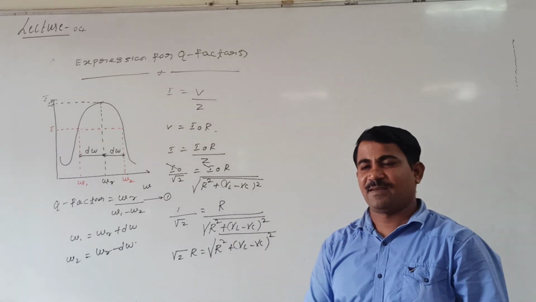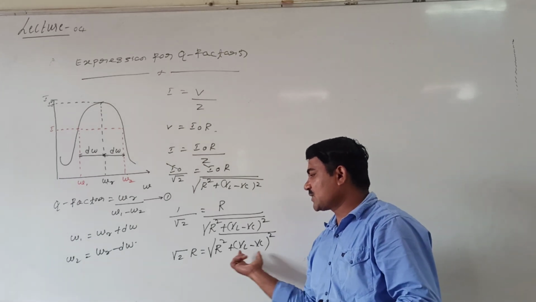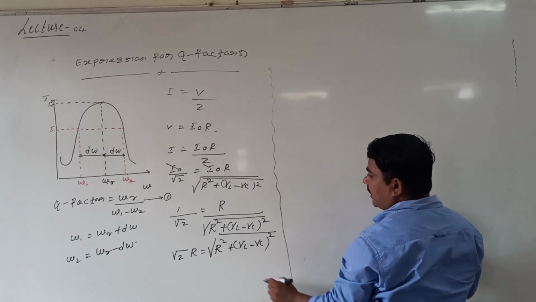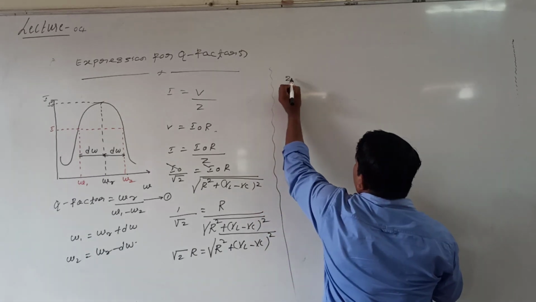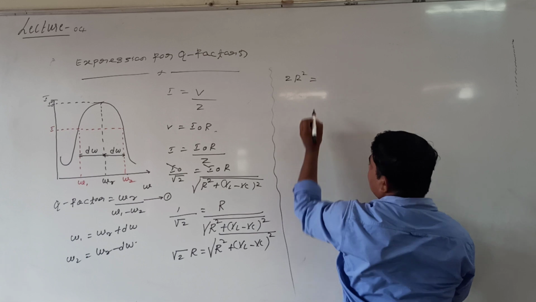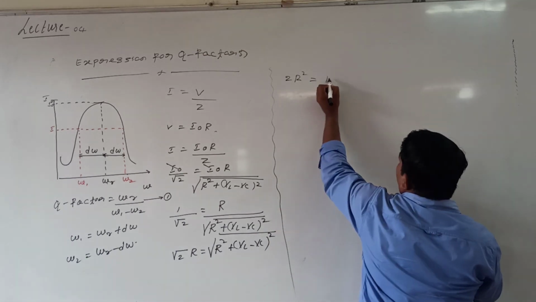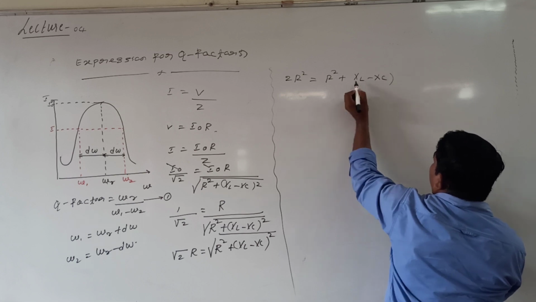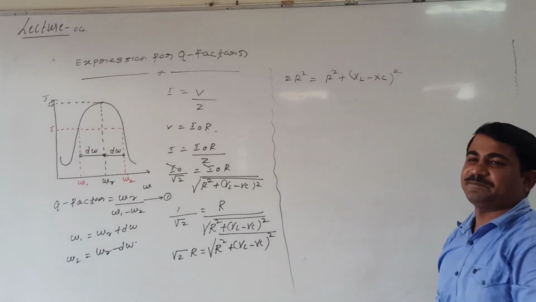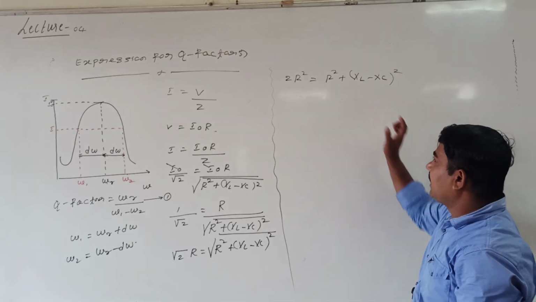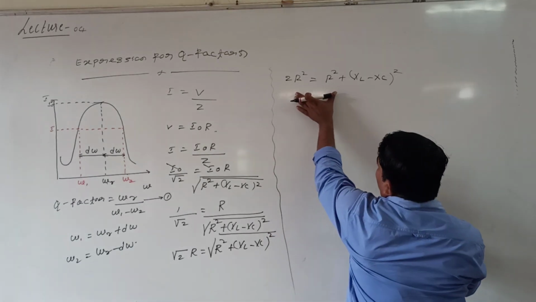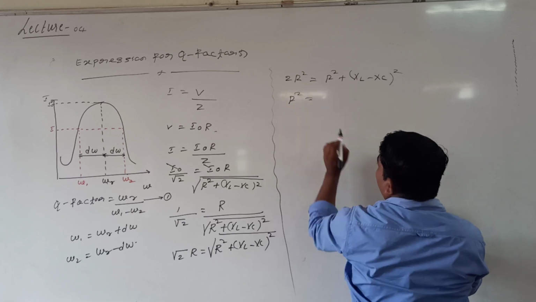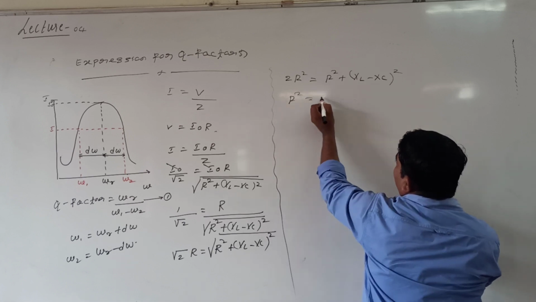Are you following me? Now just square on both sides. Squaring means under root 2 becomes 2, and R becomes R square, is equal to R square plus XL minus XC whole square. But we know the formula for XL. Shall I simplify this? 2R square minus R square becomes R square.